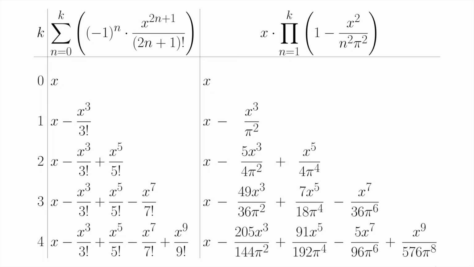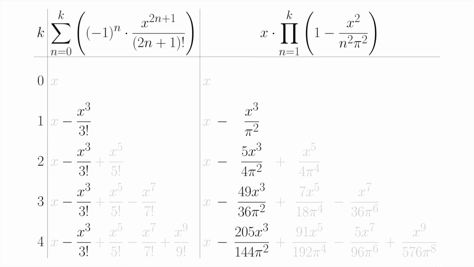The crucial observation here is that both of these sequences of polynomials converge to sine of x. And so what that means is that the coefficients in the right-hand column must converge to the same thing as the coefficients in the left-hand column. For now, let's look just at the x cubed terms in both columns.